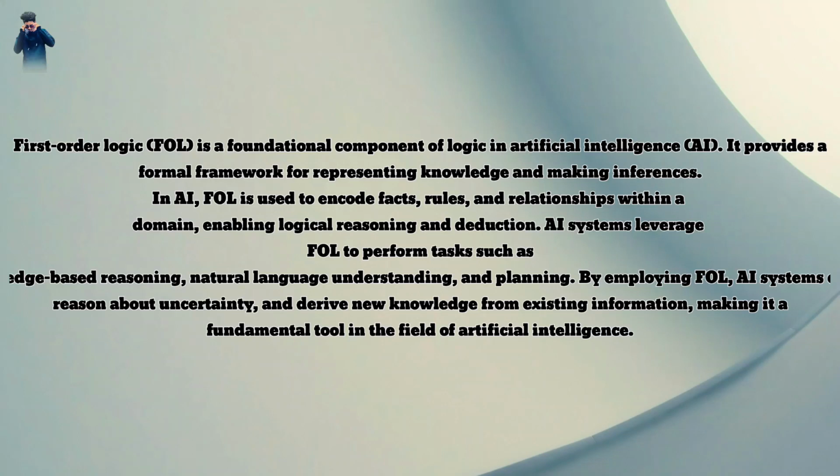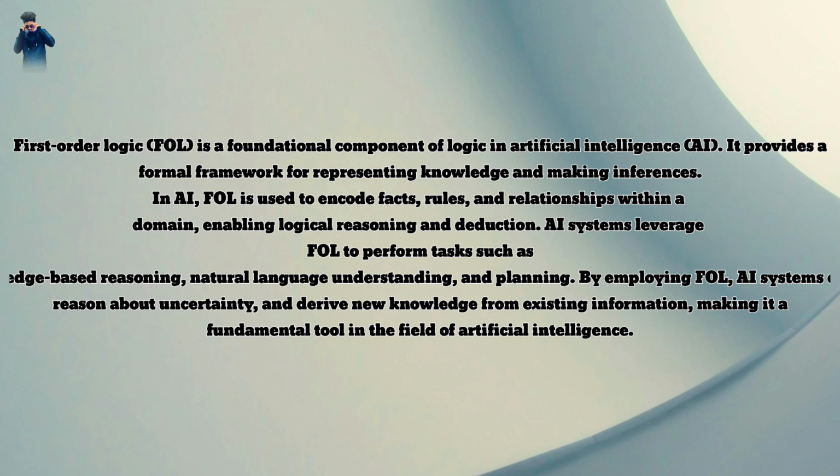First-order logic, FOL, is a foundational component of logic in artificial intelligence, AI. It provides a formal framework for representing knowledge and making inferences. In AI, FOL is used to encode facts, rules, and relationships within a domain, enabling logical reasoning and deduction.